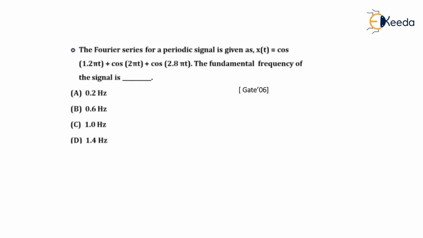The Fourier series for a periodic signal is given as x of t is equal to cos of 1.2 pi t plus cos of 2 pi t plus cos of 2.8 pi t. The fundamental frequency of the signal is. So you have to only find the fundamental frequency out of it. And we have already solved this kind of problems. So now we will see. From the first signal, omega 1 is 1.2 pi, omega 2 is 2 pi, and finally we have omega 3 as 2.8 pi.